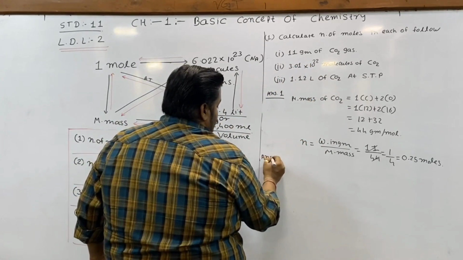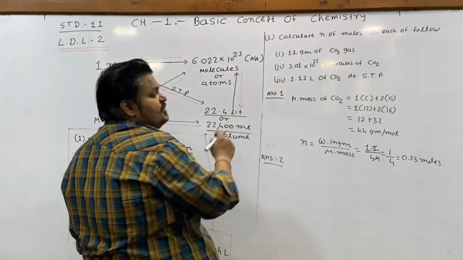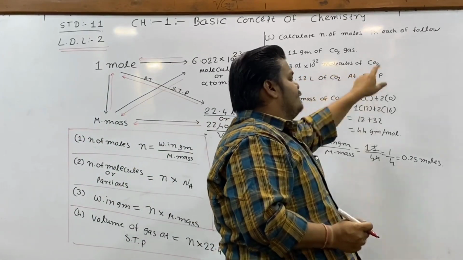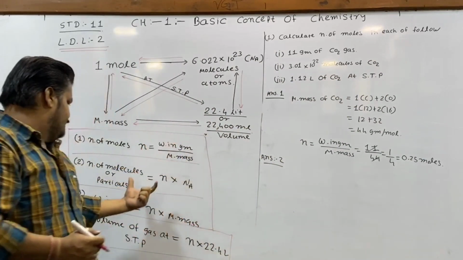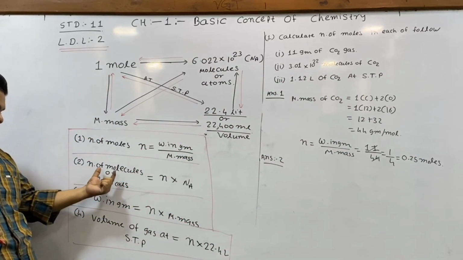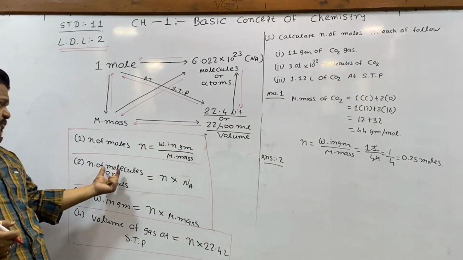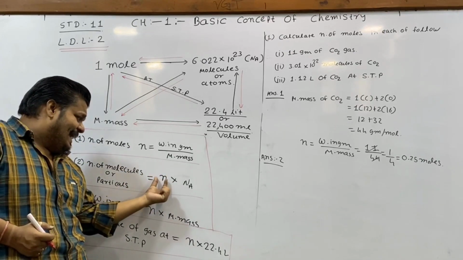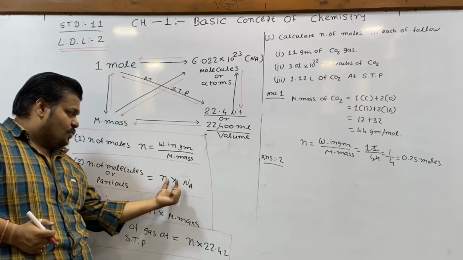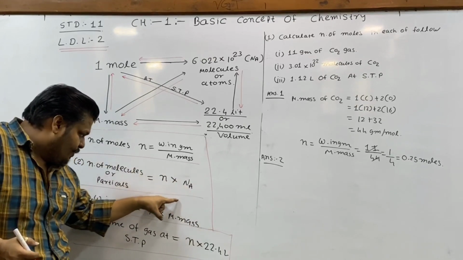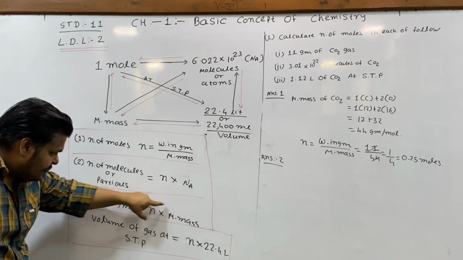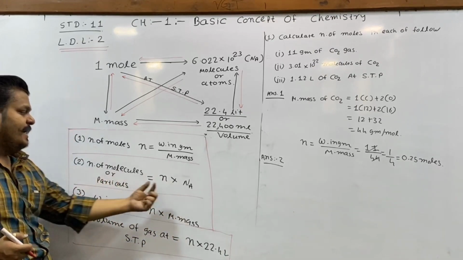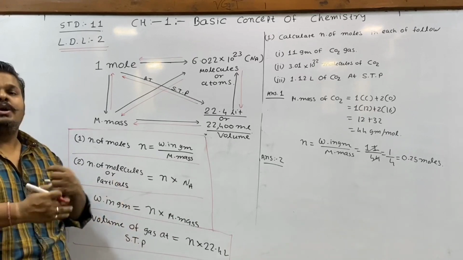Question number 2, its answer is answer number 2. 3.01 into 10 raised to 22 molecules of CO2. Now, number of molecules is equal to n into Na. We want to find n. n means number of moles. Na is multiplied on this side, so it goes to the other side in division. So the number of molecules should be divided by Na. Na means Avogadro number.